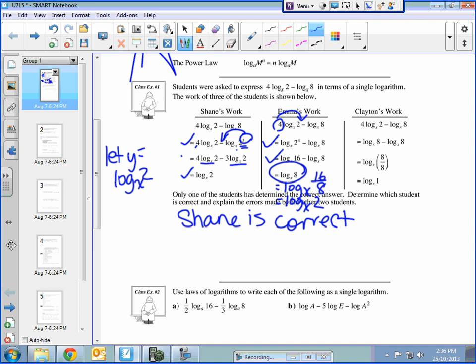Okay, let's look at Clayton's work. Right off the bat, it looks like he multiplied the 4 by the 2. Is that right? No, so this is where he went wrong.